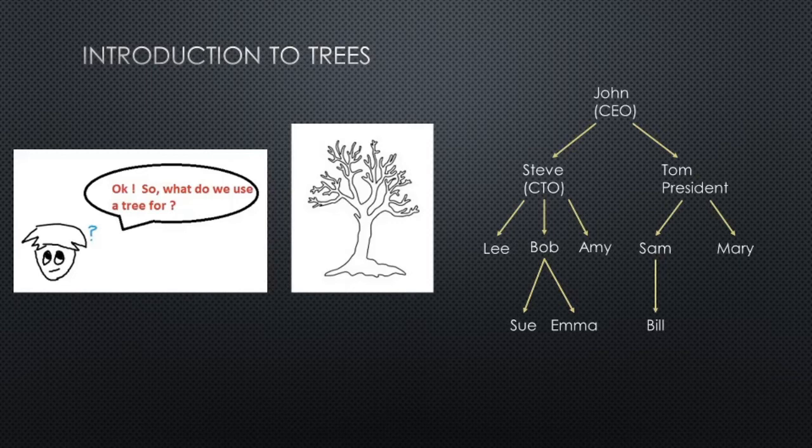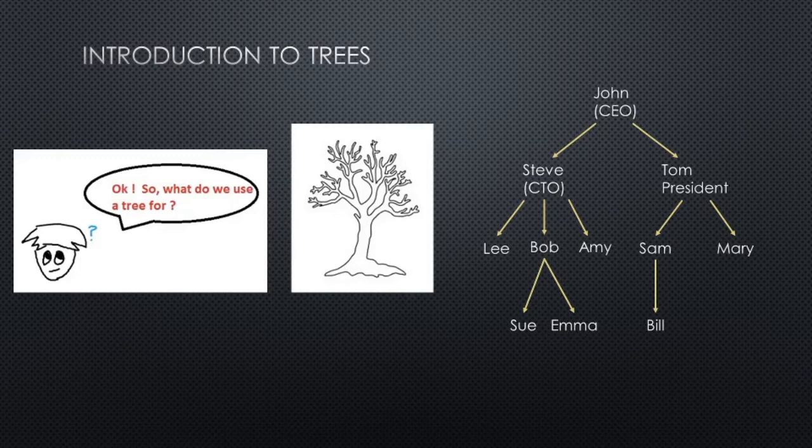Let's say this is the hierarchical organization of some company. In this company, John is CEO, and John has two direct reports, Steve and Tom. Steve has three direct reports. Steve is the manager of Lee, Bob, and Amy. Tom has two direct reports. Bob has two direct reports, and Sam has one direct report.